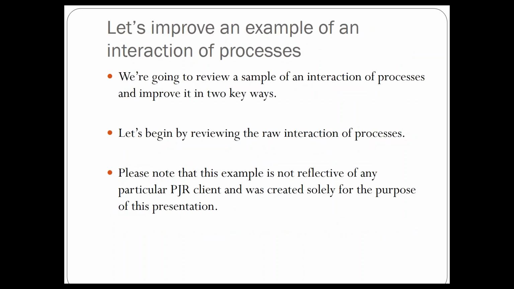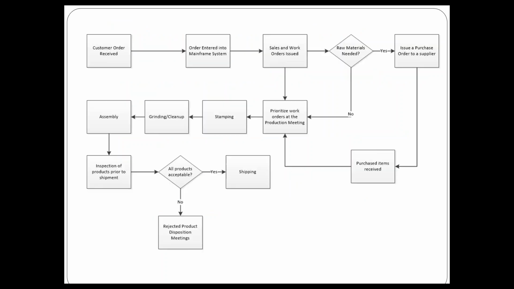So what I'd like to do over the next couple of slides is review a sample of an interaction of processes and demonstrate for you two key ways that it can be improved to meet the requirements that we've established and also still be reflective of the organization's original vision. Now, this example that we're going to be looking at is not reflective of any particular PJR client. It was created solely for the purpose of this presentation. So here is our raw interaction of processes.